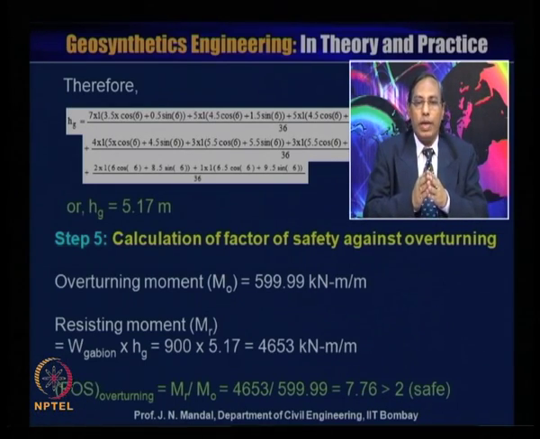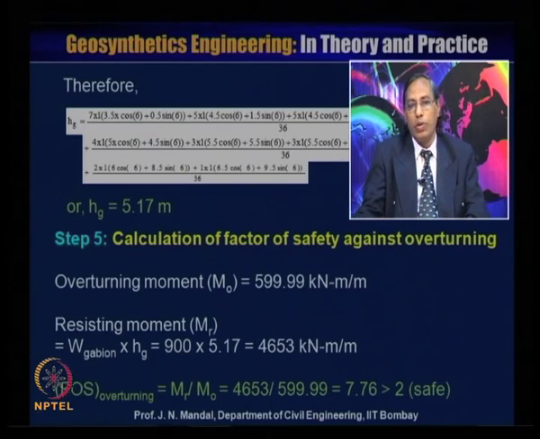Step 5, calculation of factor of safety against overturning. So, you have calculated overturning moment M0 is 599.99 kilonewton meter per meter, and resisting moment Mr is the weight of the gabion into Hg. That means weight of the gabion you calculated, that is 900. This into Hg you calculated here 5.17. So, which will give you that resisting moment Mr is equal to 4653 kilonewton meter per meter. So, factor of safety overturning is Mr by M0, that means 4653 divided by 599.99, that will give 7.76, which is greater than 2. So, it is safe. So, factor of safety against overturning is safe.